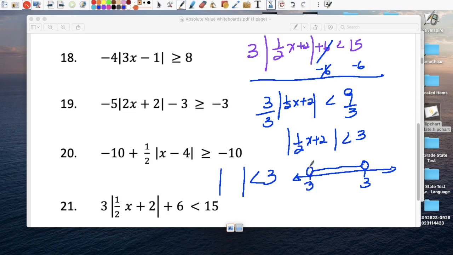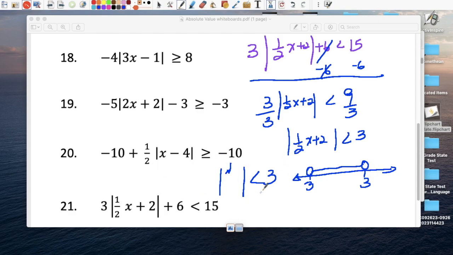It won't. So I am limited to numbers between negative 3 and 3 in order to make this inequality true. So if I take any number from negative 3 to 3, plug it in here, take the absolute value, it's going to be less than 3.